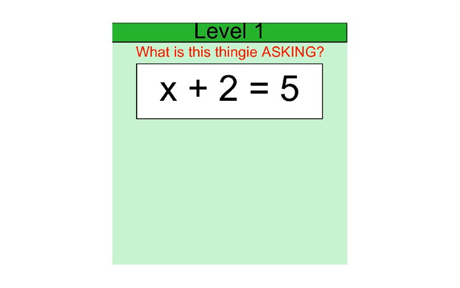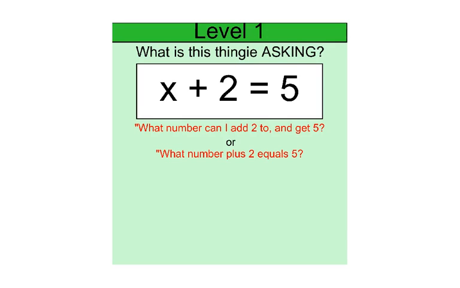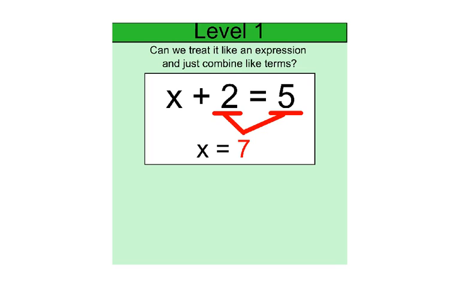So now we're going to throw an X in there. What is this thing asking? Well, it's asking what plus 2 is equal to 5. Okay, what number can I add to 2 and get 5? Hopefully some of you are thinking what it could be. Why don't you take a moment and tell your neighbor what it is? All right, hopefully you told them that it was 3. 3 plus 2 is equal to 5.